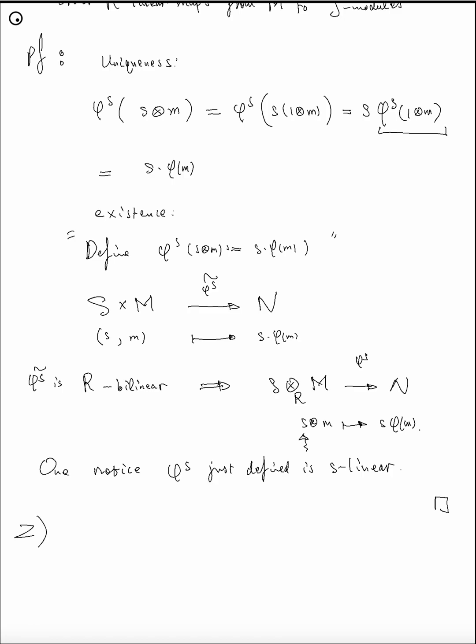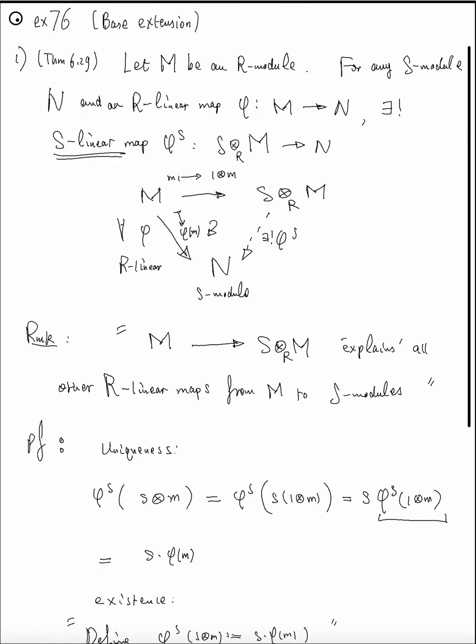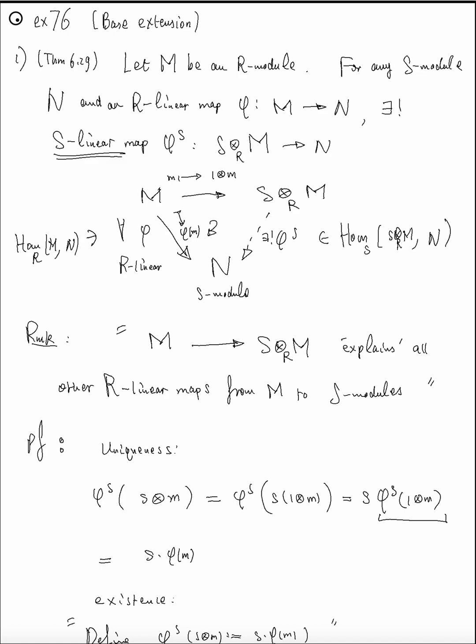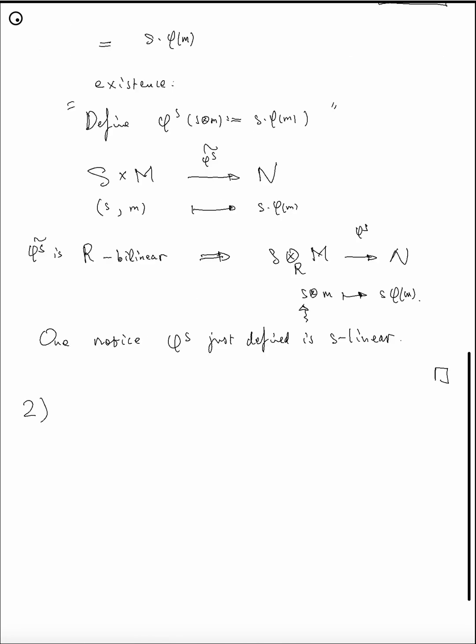Okay, second part of the exercise. This is the main part for today. So we have constructed what is phi S, the S linear map from S tensor with M to whatever S module N, where phi is the R linear map from M to N. And then this universal property already tells you that you have this bijection. Let's write down what bijection.